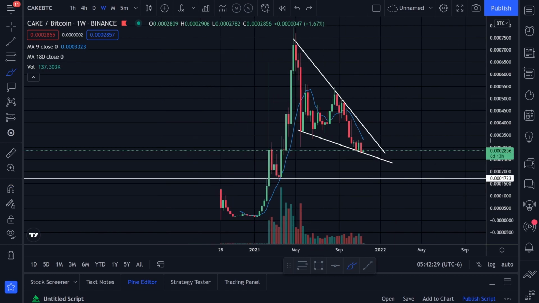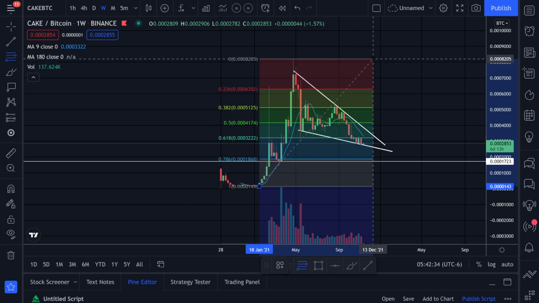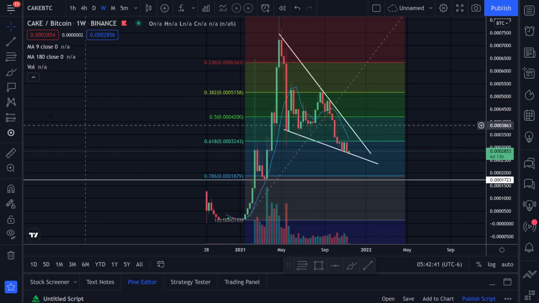The other thing I was thinking is we can maybe do a Fibonacci retracement from the bottom to the top, something like that. Right now we're sitting at around the 61% level.